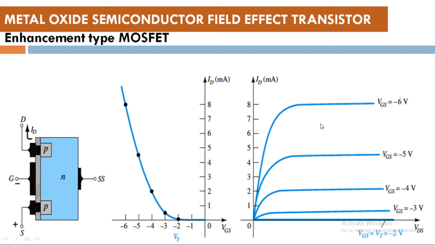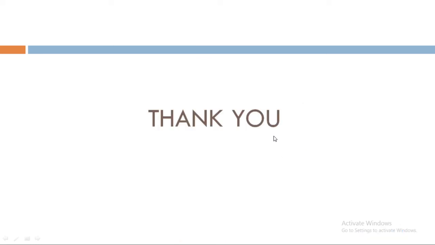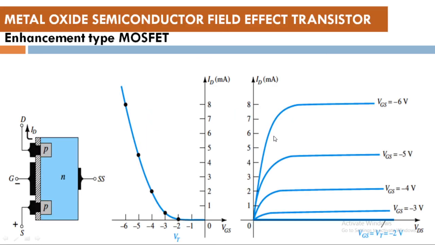So these are the important features of an enhancement type n-channel MOSFET. Also remember, if we are considering P-channel MOSFETs, everything will be just the reverse of it. All the potentials, everything will be just reverse of it. But the explanation remains the same.